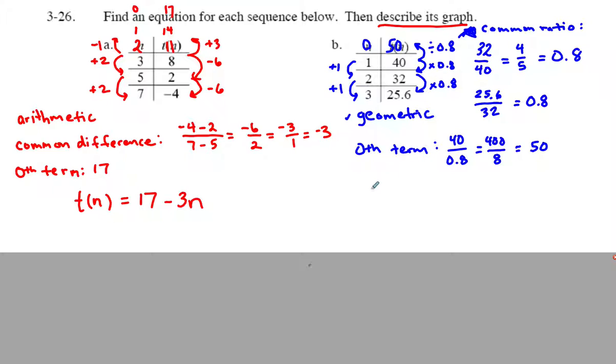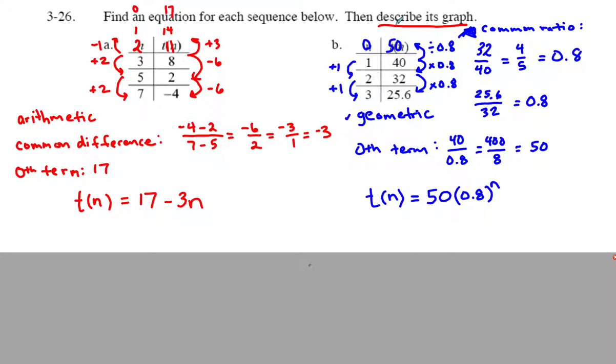So when we take the information that we have, we're going to write out our equation. We're going to say t of n is going to equal what we started with, which would be 50, and we're going to multiply it by 0.8, or 8/10, n number of times.